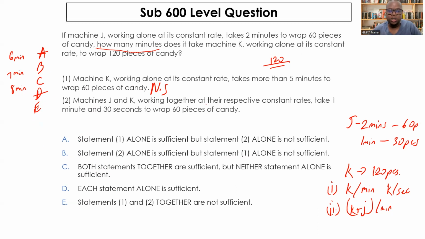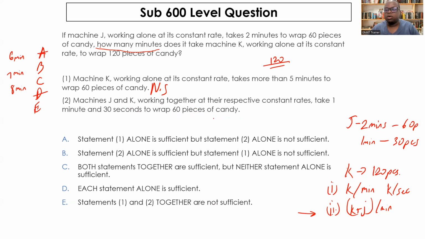Machines J and K working together at their respective constant rates take a minute and a half to wrap 60 pieces of candy. So what is this telling us? It's telling us the second option of what you need to get. Machines J and K working together at their respective constant rates take 1 minute, 30 seconds to wrap 60 pieces of candy, which means 60 pieces per minute for J and K.